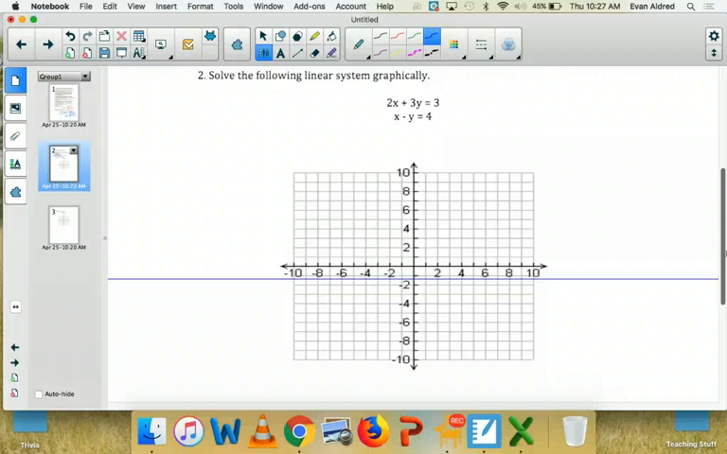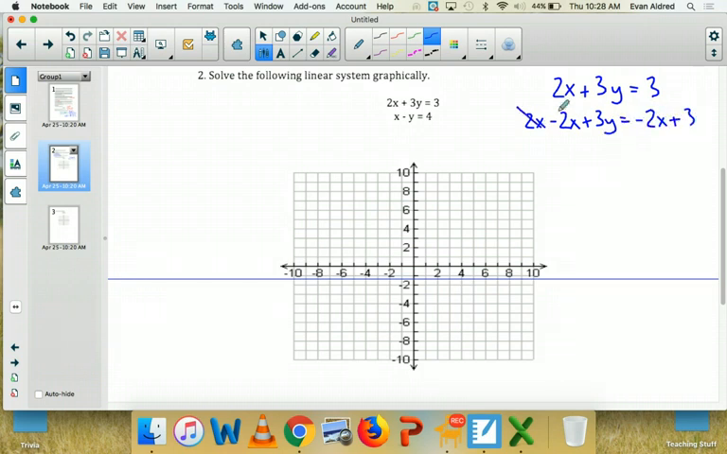All right, so now we're asked the same thing. Solve the following linear system graphically. So let's start with the top one. So first thing we need to do is we need to put this in the form y equals mx plus b. So we move our 2x over by subtracting 2x from both sides. That leaves us with 3y equals negative 2x plus 3. Of course, divide out our coefficient of 3. Gives us y equals negative 2/3 x plus 1.